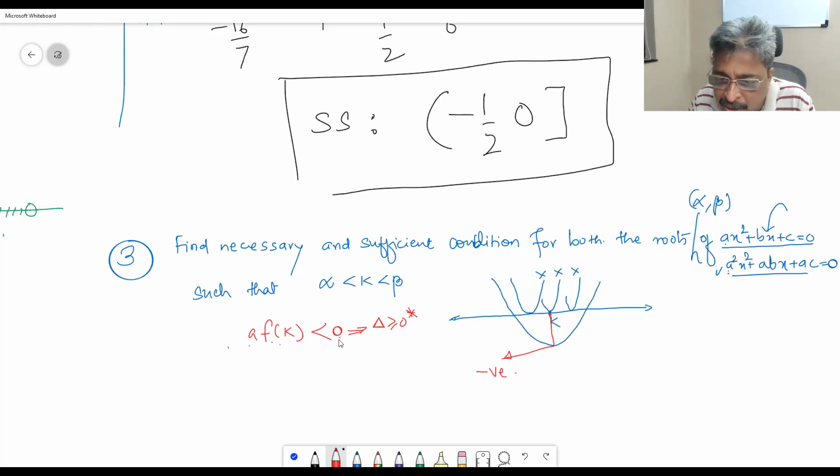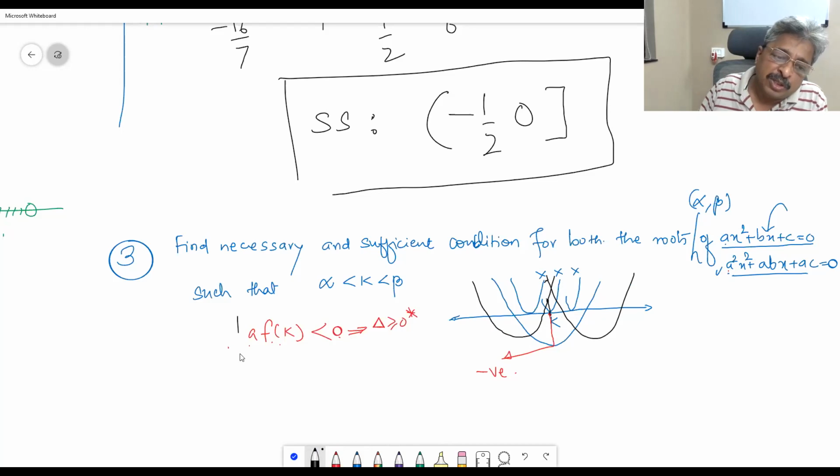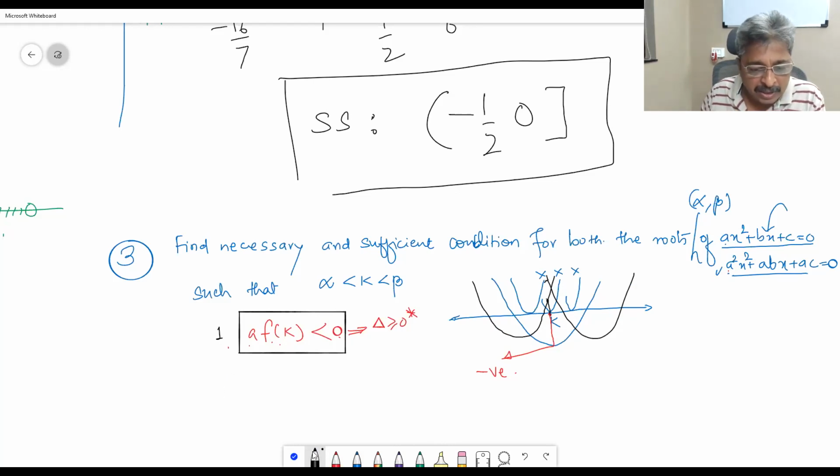f of k less than 0, of course one root is to the left, another root is to the right. Because if you have a graph something like this, then a of f of k is greater than 0, both the roots to the left. If you have a graph something like this, a of f of k is greater than 0, both the roots to the right. So this is the only necessary and sufficient condition. Only one. And therefore the problem becomes easy.